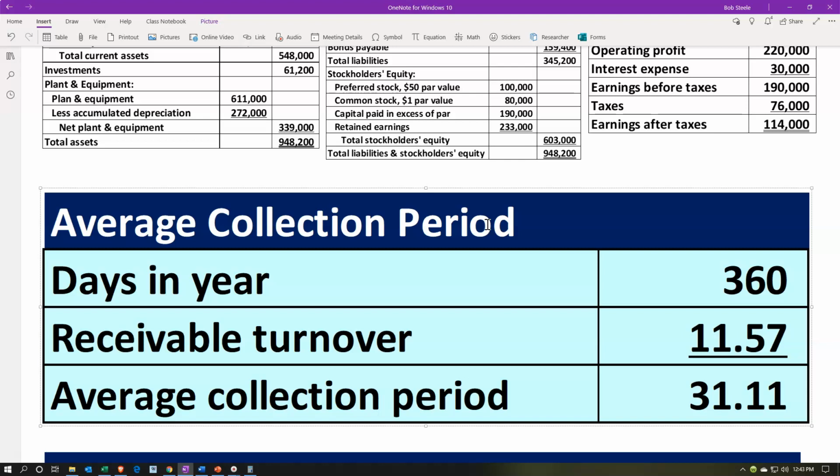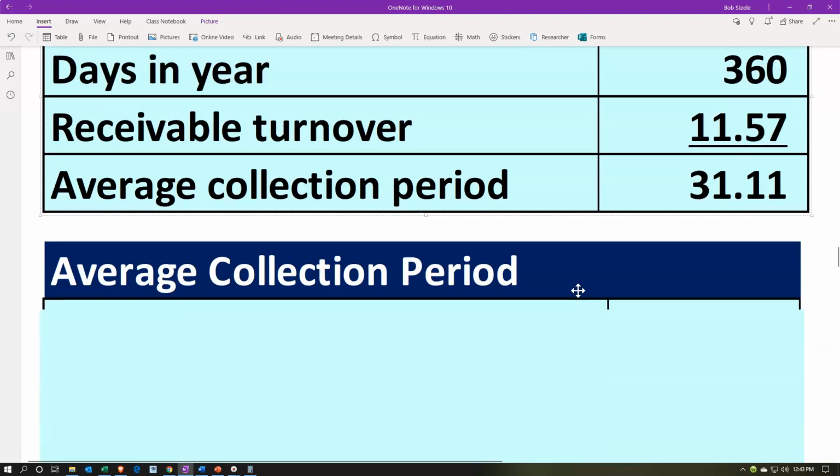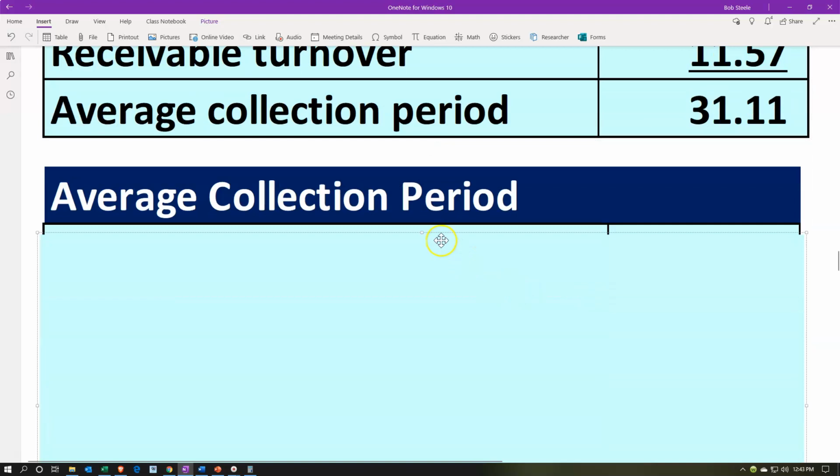We'd like to knock that down. It may not be bad, depending on the industry. That seems fairly good, but in any case, you could knock it down. If you knock it down, that would increase cash flow and make it more likely that you would be able to collect on the receivables.